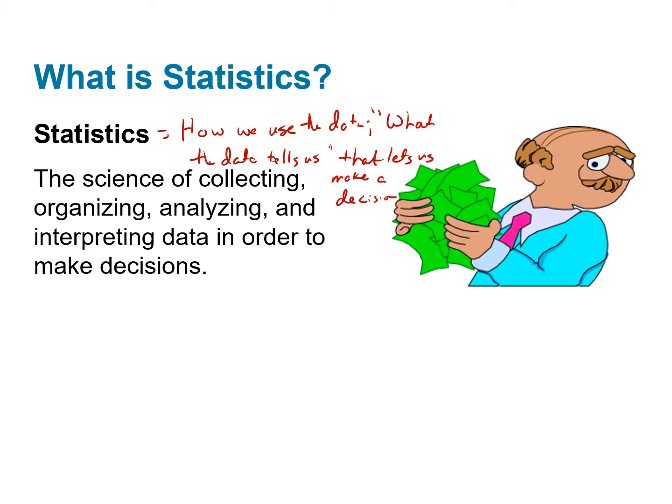That's what statistics are. The formal definition of statistics is the science of collecting, organizing, analyzing, and interpreting data to be able to make a decision. But for us, it's just how do we use that data to make some decision? How do we use the data to make a claim or to support a claim? That is what statistics is. It's just how we're using the data.